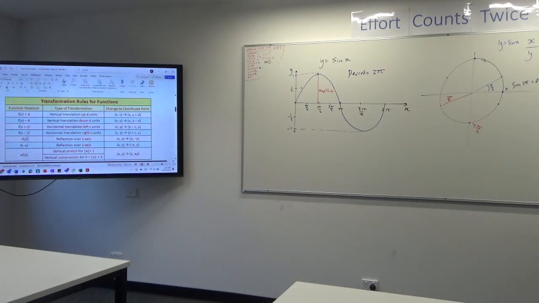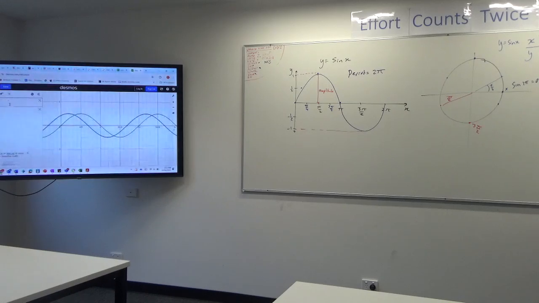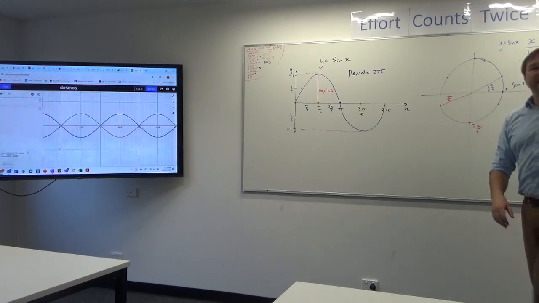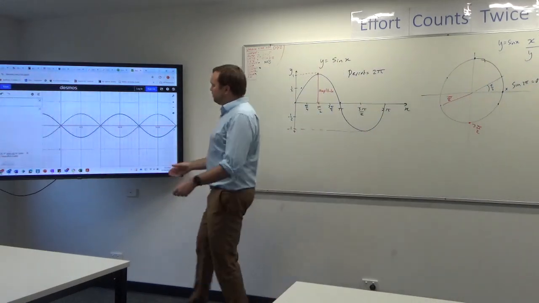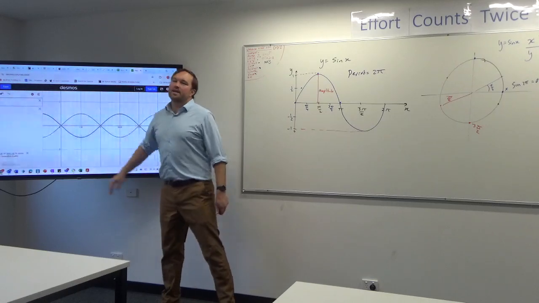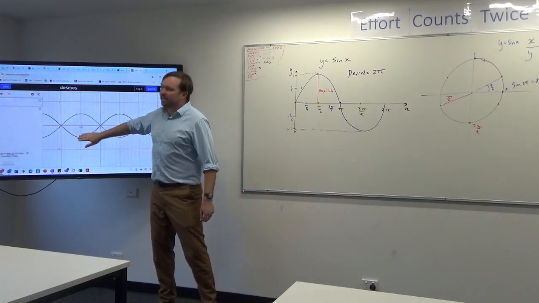Then comes a more interesting thing, negative. What if I put a negative in front of it? Any guesses what will happen? Good, it flips. So, green's the original, and negative in front flips it. It's a reflection in the x-axis.